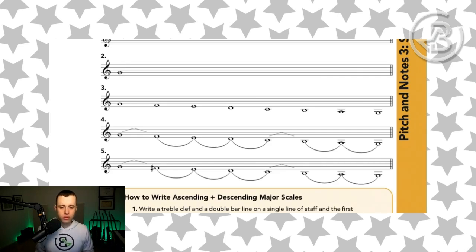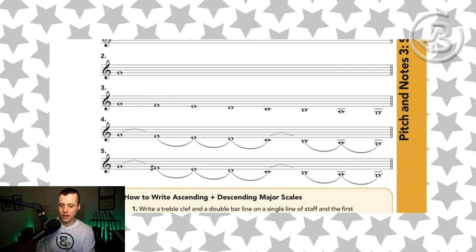Step number 4, you add your whole and your half step swoops and little hats in to make sure that you know where you are. Now, here's the thing, because you're descending, the order of whole and half steps is reversed. So you're actually going to write from right to left, but I'll walk you through that in the next lesson.